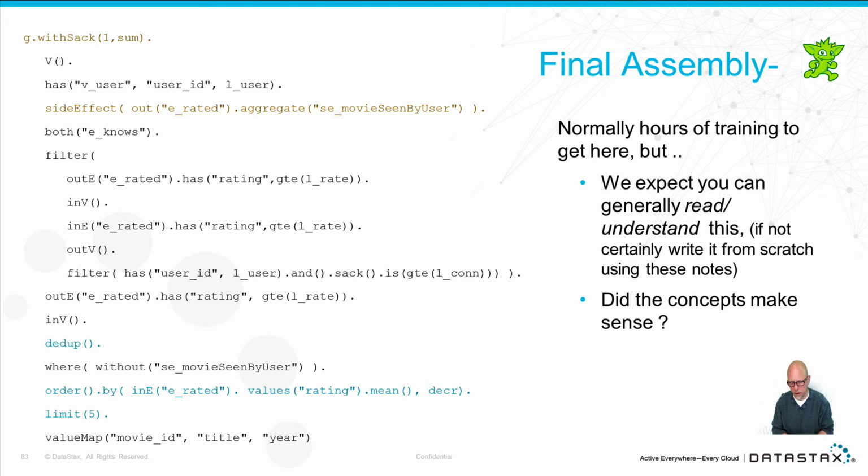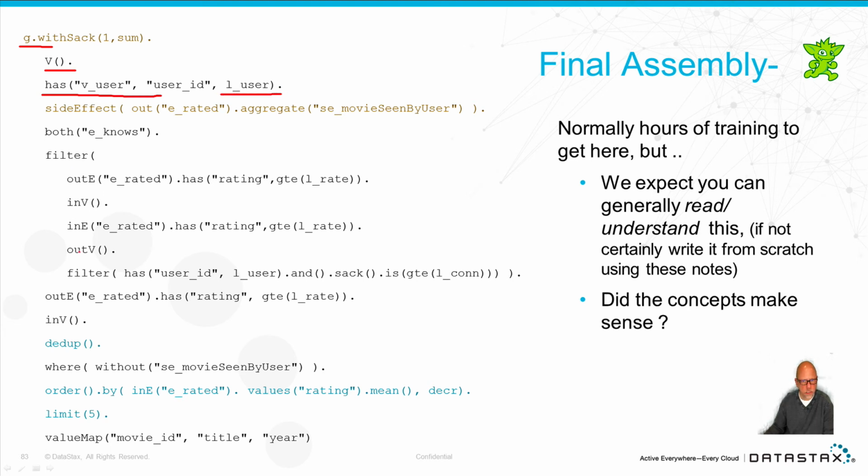I'm still not saying, okay, turn off the laptops and write this from scratch. First of all, why would you when you have this resource? But this is what we saw before. Let's pick this apart and see if we get it. And I'm hoping you can at least say, okay, I don't have this memorized, but I see where he's going with this. With SAC is going to allow me to count later. I don't know yet how I'm going to count. V, I'm starting from a vertex, the vertex where the user ID is just me.